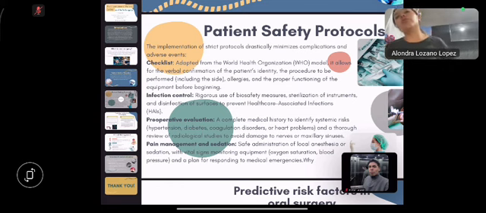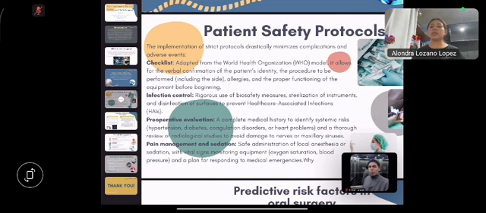Infection control. Rigorous use of biosafety measures, sterilization of instruments, and disinfection of surfaces to prevent healthcare-associated infections. Preoperative evaluation: a complete medical history to identify systemic risks, hypertension, diabetes, coagulation disorders, or heart problems, and a thorough review of radiological studies to avoid damage to nerves or maxillary sinus.